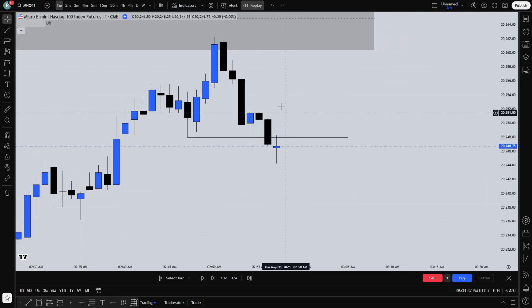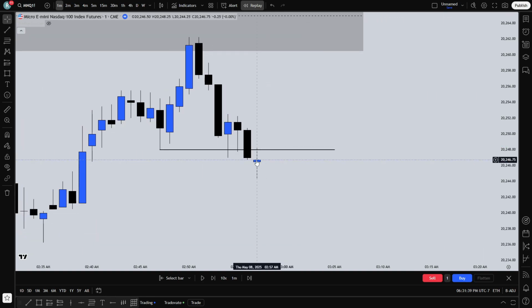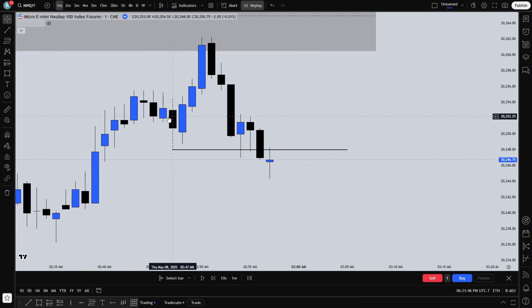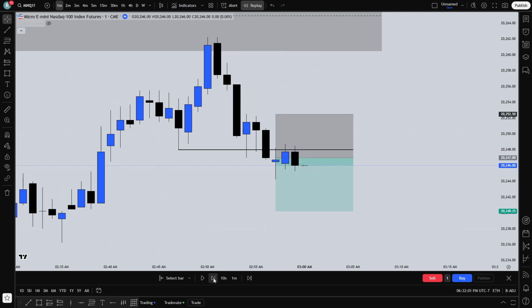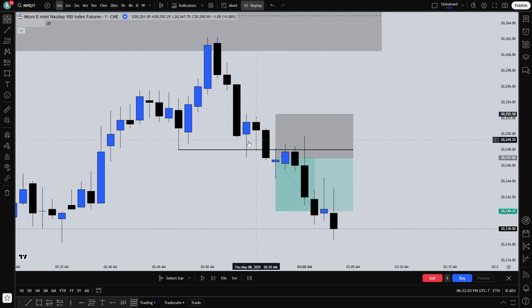So a lot of people now will probably enter on that market structure shift, just because that's how smart money works, right? Smart money uses market structure shifts to imply that there is bearish order flow here. So a lot of people will actually take a short here, and it will continue going down because we're in a market structure shift followed by that 1 hour fair value gap here, right? Higher time frame PD array.